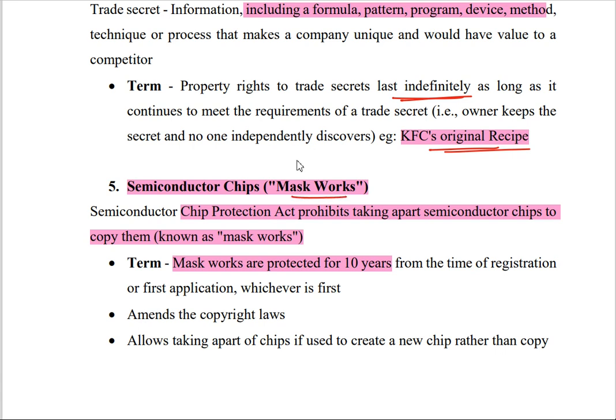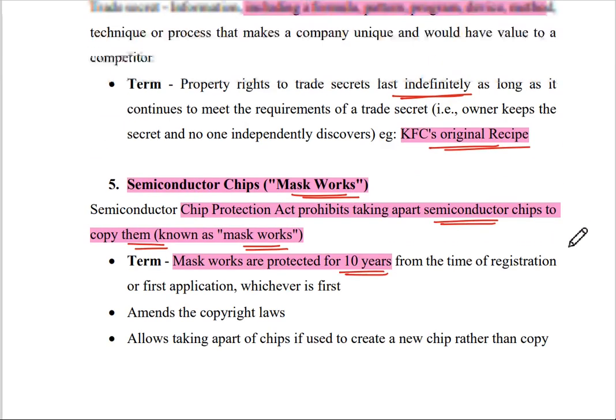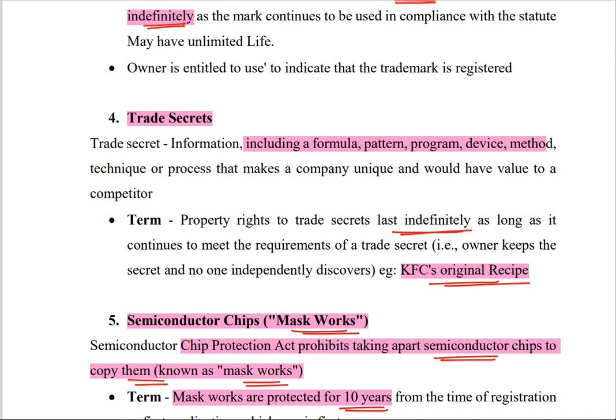Semiconductor chips, often called mask works. The Chip Protection Act prohibits taking part of semiconductor chips to copy them, known as mask works. These are protected for 10 years, so you can't really copy the semiconductor chips. You are given protection for 10 years from the time of registration or application, whichever is first. That's about property rights. Good luck.